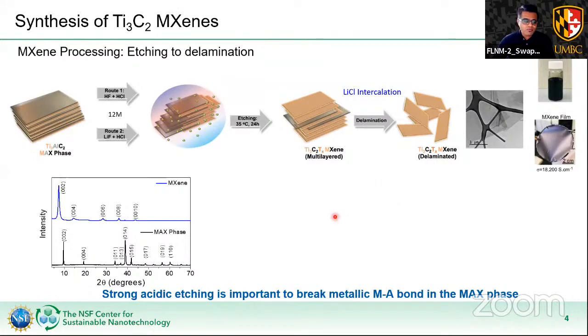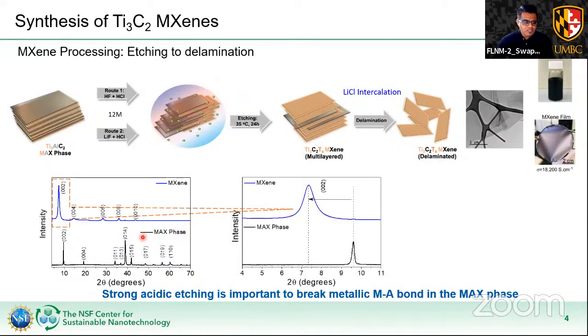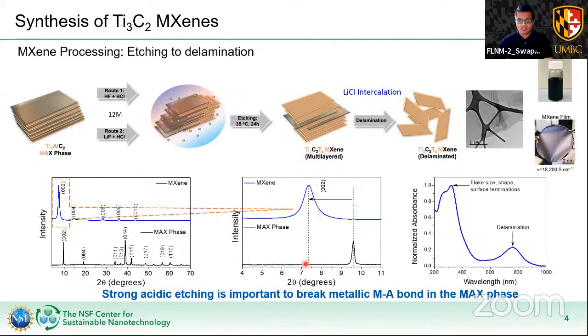When MXenes are formed, we confirm this using X-ray diffraction, particularly the disappearance of the peak around 39 degrees here tells us that aluminum has completely stripped off from the MAX phase in the MXene, and the shift to lower angles of the 002 peak, with the broadening of this peak, tells us MXenes are delaminated or exfoliated.